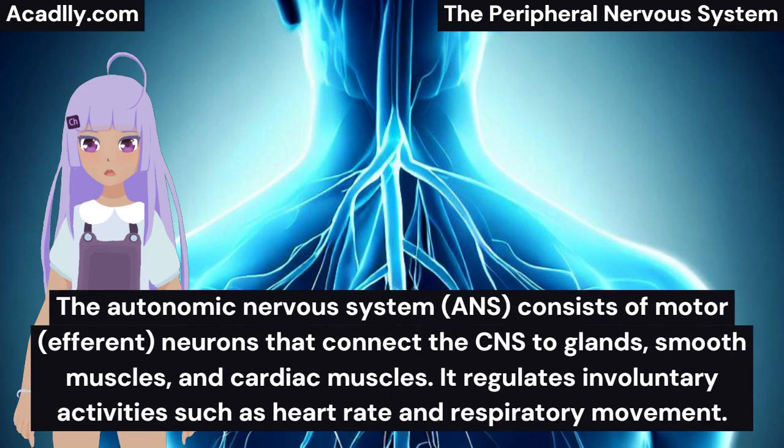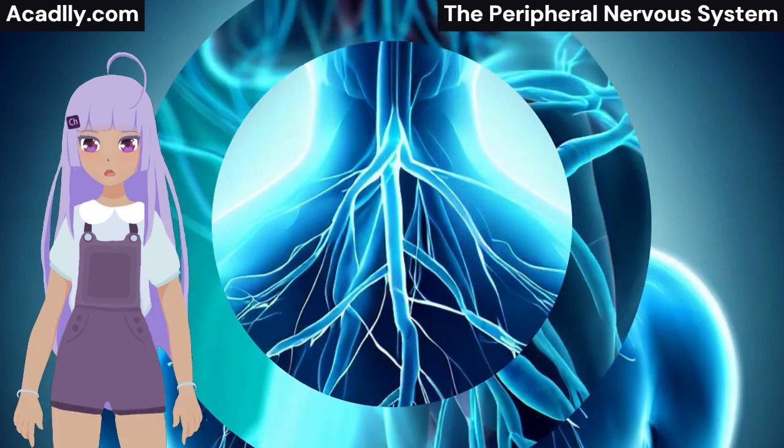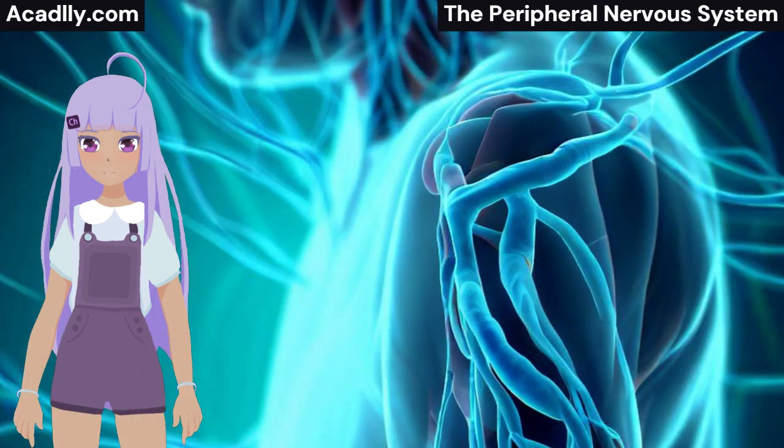The autonomic nervous system, ANS, consists of motor, efferent, neurons that connect the CNS to glands, smooth muscles, and cardiac muscles. It regulates involuntary activities such as heart rate and respiratory movement. The ANS is divided into two subdivisions: the sympathetic and parasympathetic nervous systems, which have opposing functions.